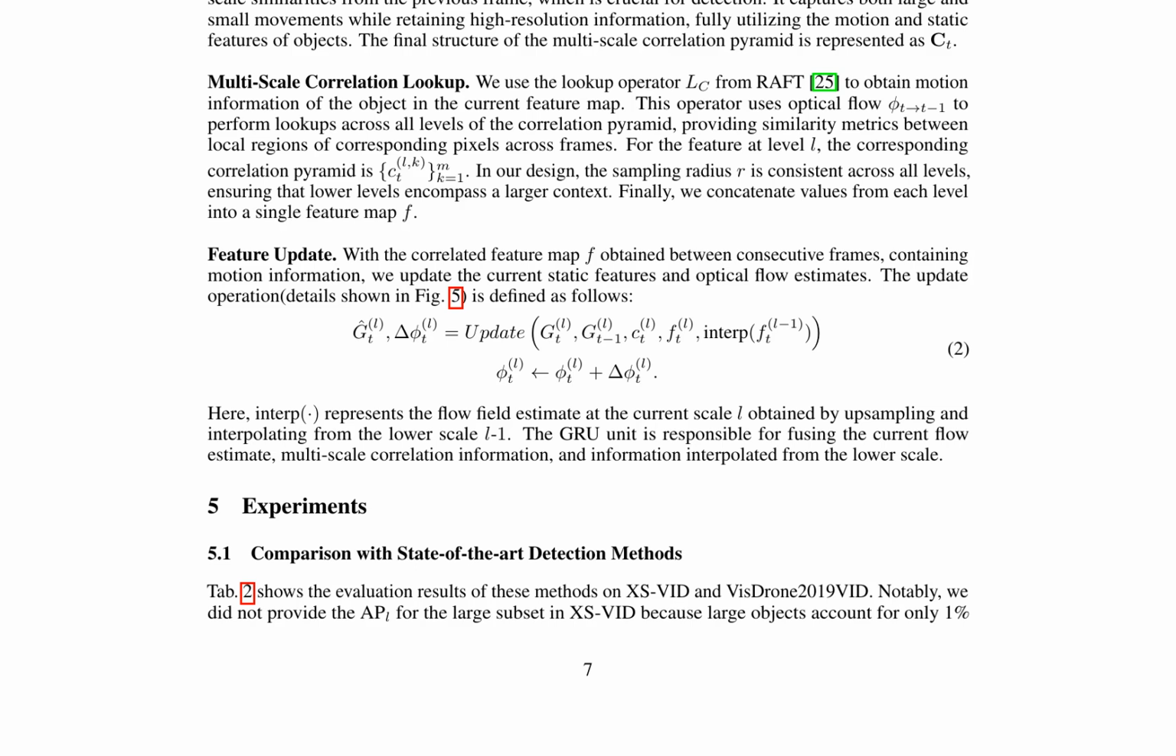The YOLOFT model is evaluated on 2 datasets, XS-VID and VIS Drone 2019 VID, and outperforms state-of-the-art detection methods in terms of average precision. This demonstrates its effectiveness in detecting objects in video sequences. By incorporating motion information, the YOLOFT model achieves improved detection accuracy compared to existing methods.